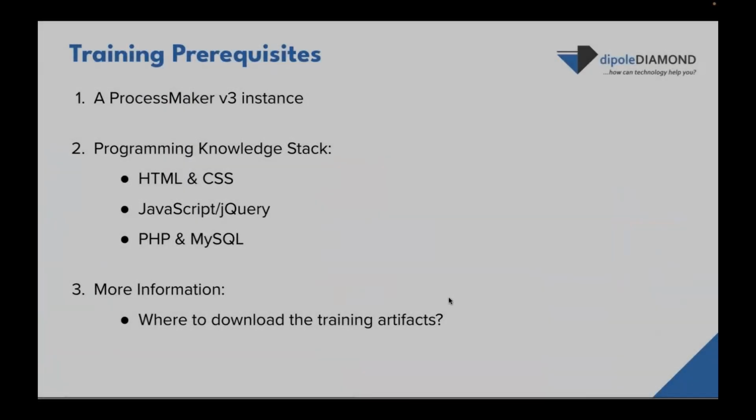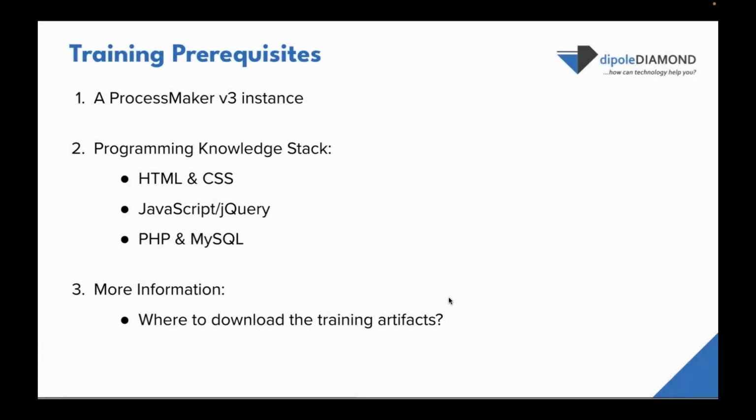For you to take full advantage of this training series, there are certain prerequisites that you should already have. One would be a ProcessMaker version 3 instance, could be a Linux or Windows installation owned by your company or organization. It could also be a Windows or Linux or Bitnami installation that you own personally.